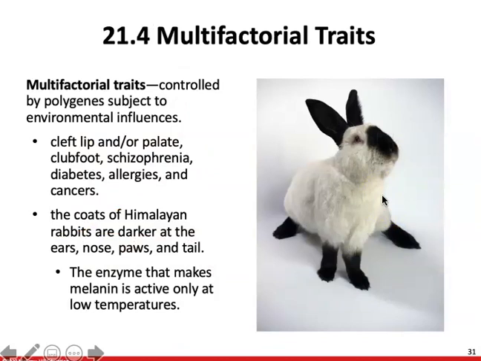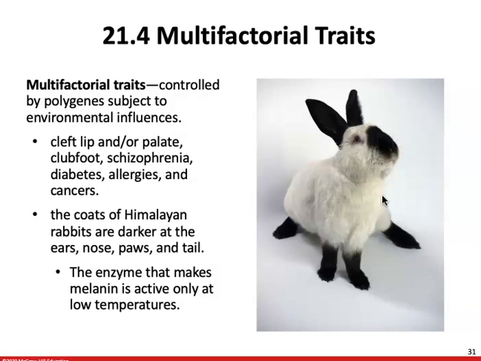There are also multifactorial traits. These are traits that are controlled by polygenes that are subject to environmental influences. So yes, it's polygenic, it's controlled by multiple genes, but it's going to be significantly influenced by your environmental factors. So things like cleft lip or cleft palate, clubfoot, schizophrenia, diabetes, allergies, and a lot of cancers, as we've already talked about, are multifactorial traits where there may be a genetic component, but that genetic component is going to be strongly influenced by environmental factors as well.